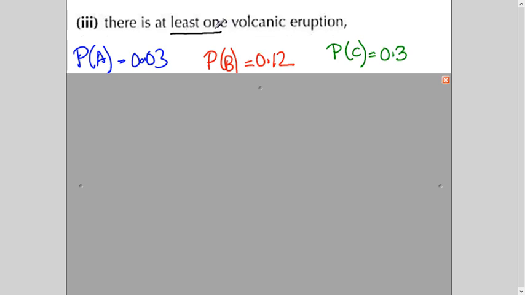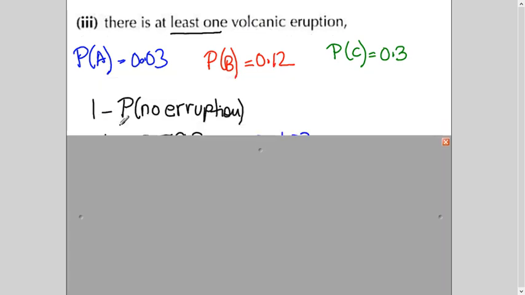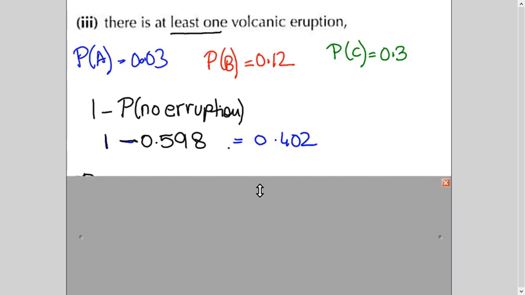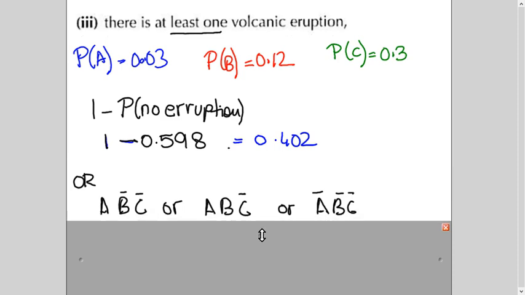So when it is saying at least 1, it means I'm not talking about the case when there is no eruption. So the easy way to solve this question is that from the 100% probability, which is 1, you subtract the probability that no eruption will occur. And we have solved this in the previous part. So we are simply subtracting and getting the answer. Whereas the longer method is that you consider all the cases and add them up. I have not done it here, but I have explained it here. You can try it out. You will get the same answer.